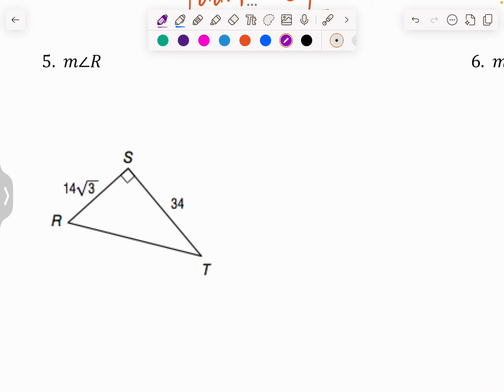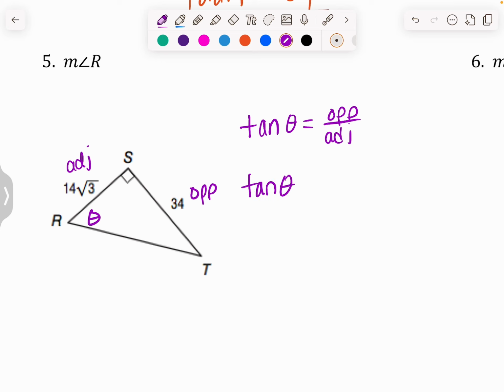Do a couple more. Measure of angle R. So angle R is right here. RT is the hypotenuse. 34 is across from the angle, that's opposite, and this one is adjacent. If you're looking at opposite and adjacent, you're looking at tangent, because tangent of the angle is the opposite side over the adjacent side. That's the TOA part of SOHCAHTOA. So the tangent of angle R is going to be 34 over 14 square roots of 3.